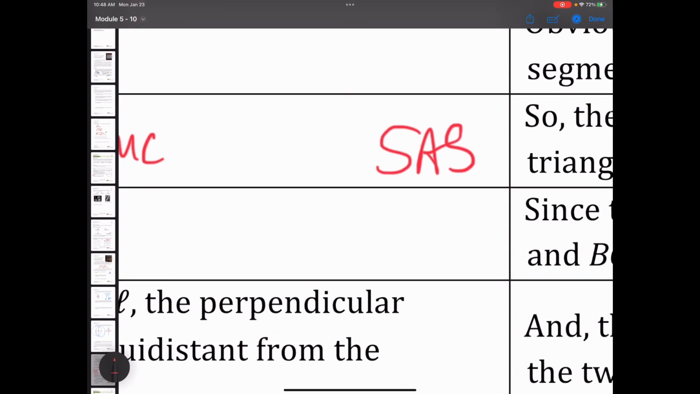I'm gonna write it. Are you ready? CPCTC. Congruent parts of congruent triangles are congruent. Corresponding parts of congruent triangles are congruent.